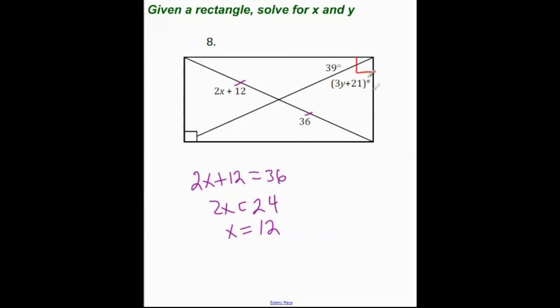Then we have, of course, a right angle right here. That means angle addition postulate, these two things added together equal the big angle. So we have 3y plus 21 plus 39 is equal to 90. Okay? So that's 40, 50, 60. So 3y is equal to 30. I just subtracted 60 on both sides. y is equal to 10. So I plug in 10 right here. This whole thing right here is 51. All right. So those were 3 quick examples of what's going on here.